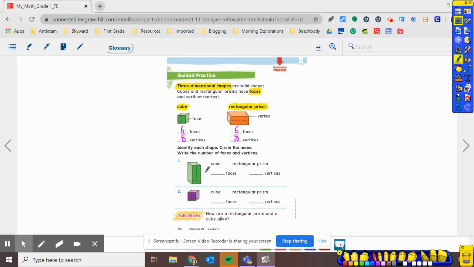So this is what shape? Is it a cube or a rectangular prism? Well, which one does it look like? Also, what shape do you see in this face? Well, I see a rectangle, so that can only mean that this is a rectangular prism. So go ahead and circle that.